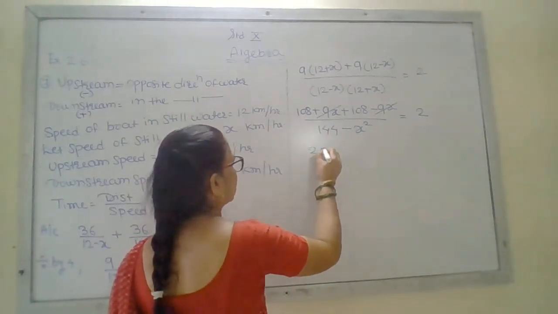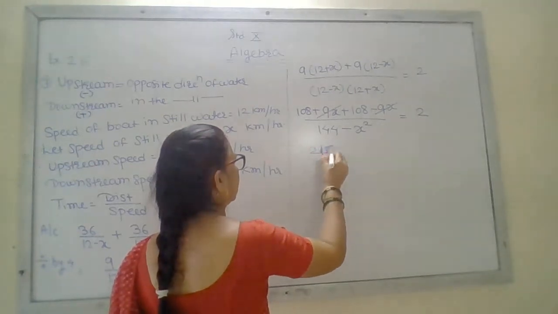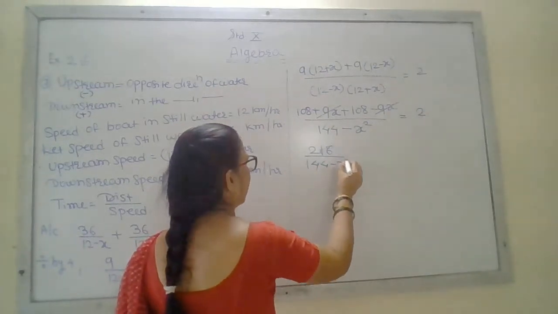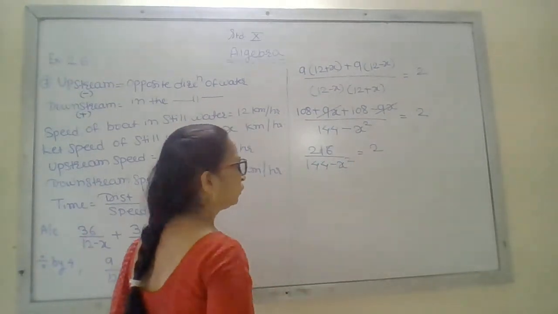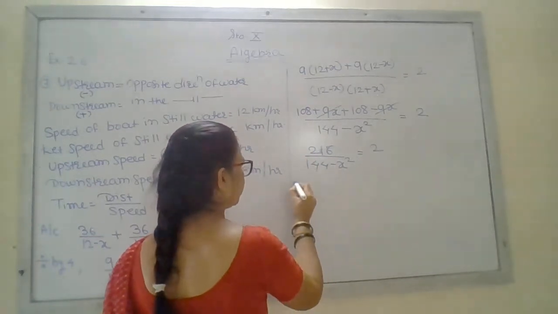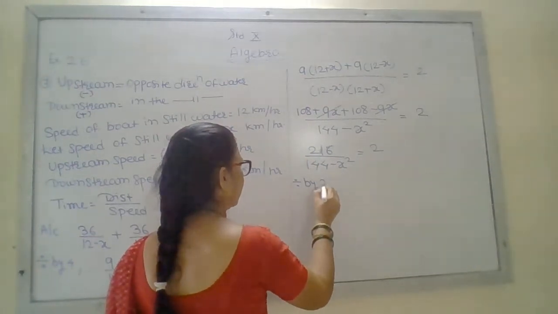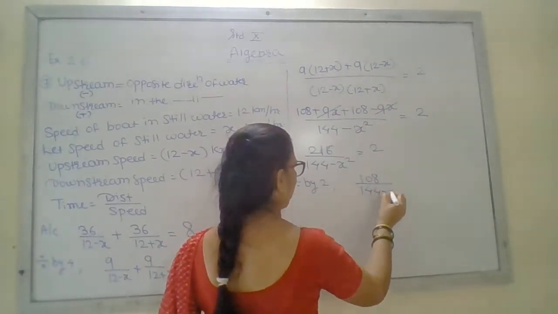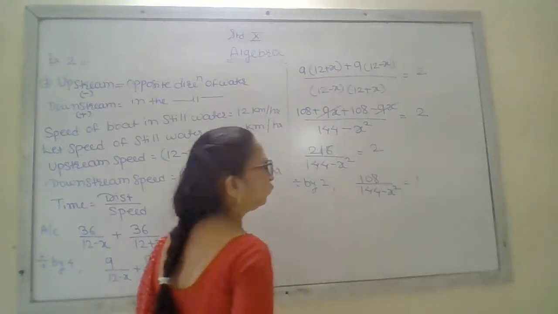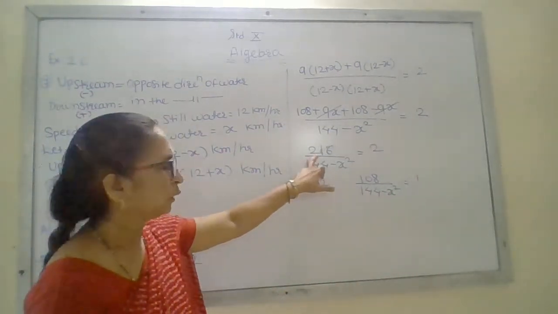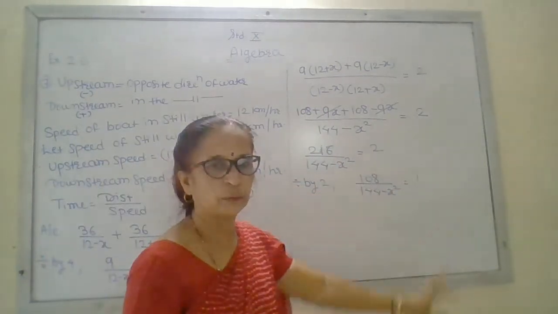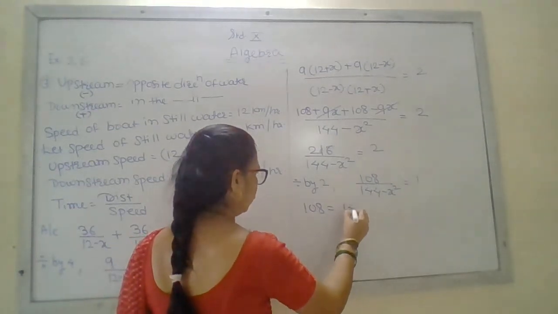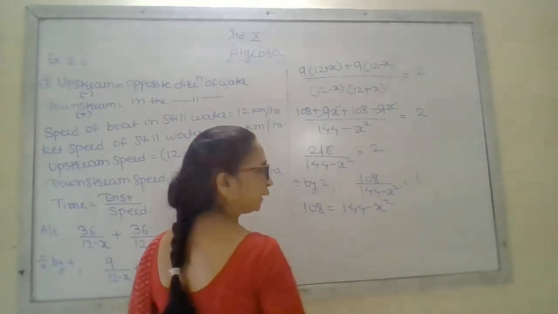Plus 9x minus 9x cancel. 108 and 108 means 216. 216 upon 144 minus x square equal to 2. Again divide by 2 to both. We will simplify: 108 upon 144 minus x square equal to 1. Now take cross multiplication, then 108 equal to 144 minus x square.